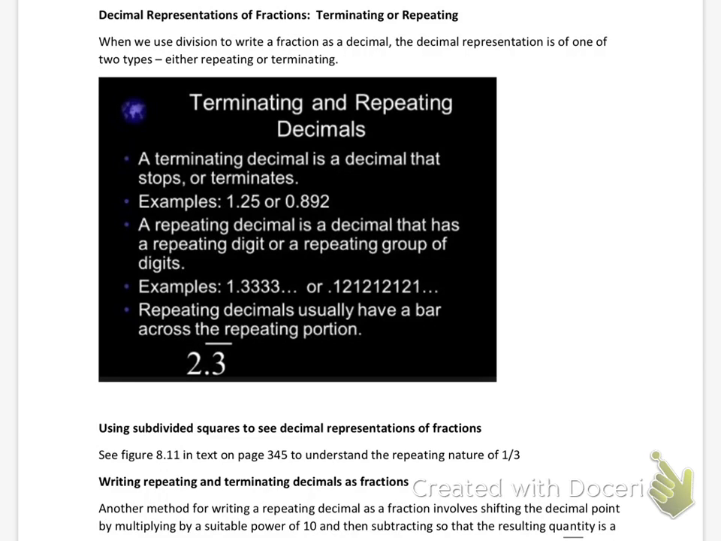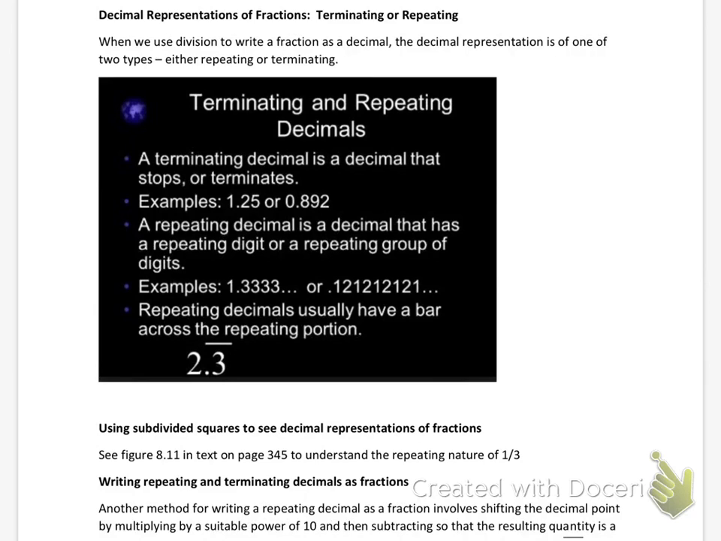Okay, when you try to represent a fraction as a decimal, there are 2 types of numbers that you can get. You can get terminating numbers or repeating numbers. So when we use division to write a fraction as a decimal, the decimal representation is of one of those 2 types, either repeating or terminating.